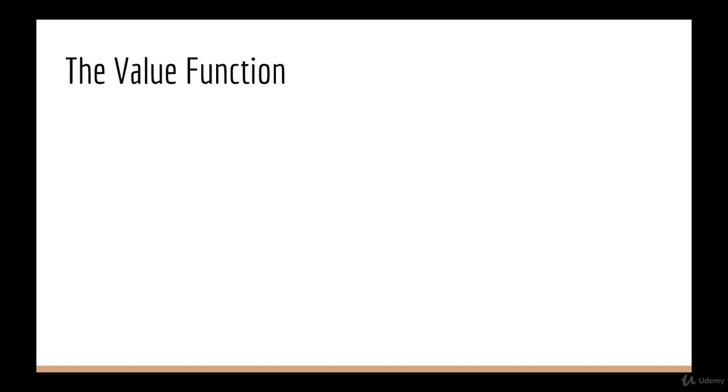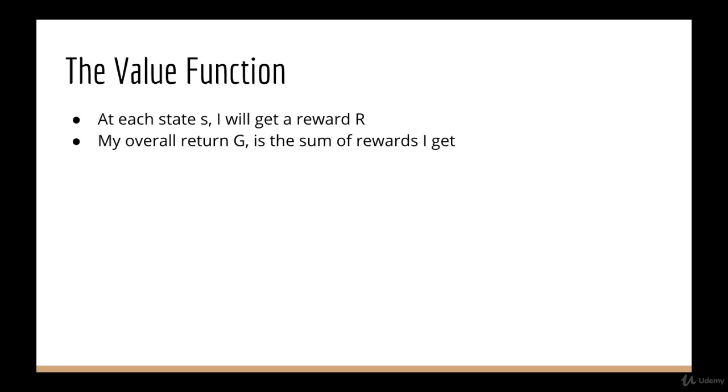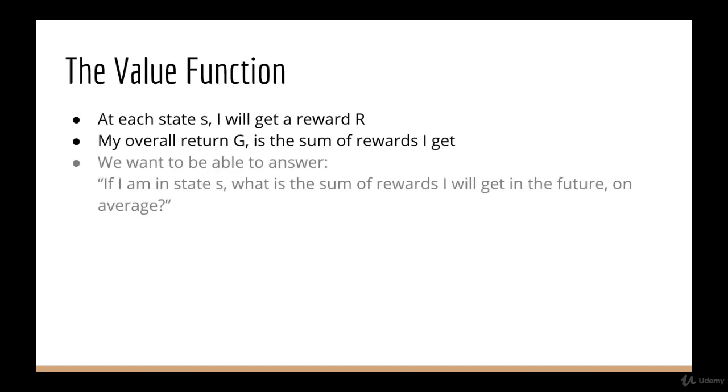So let's break down these concepts and summarize what we know so far. We know that at each state S, I'm going to get a reward R. We know that my overall return G is the sum of all rewards I get. But we also know that games are random. So if I start here today, and I start in the same place tomorrow, the total return I get today might be different than the total return I get tomorrow. Therefore, we need some way to represent the average of these returns, or in other words, the expected value of the total future return, given that I start in state S.